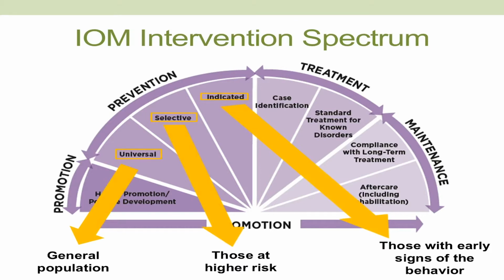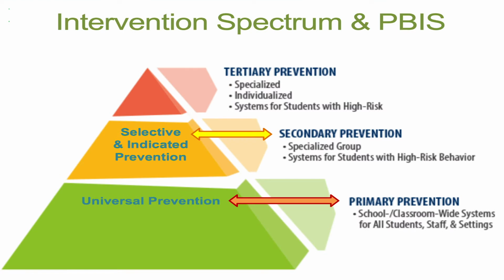These categories correspond to another framework that you may be more familiar with, Positive Behavior Interventions and Support, PBIS. Primary prevention equals universal prevention. Secondary prevention equals selective and indicated prevention.